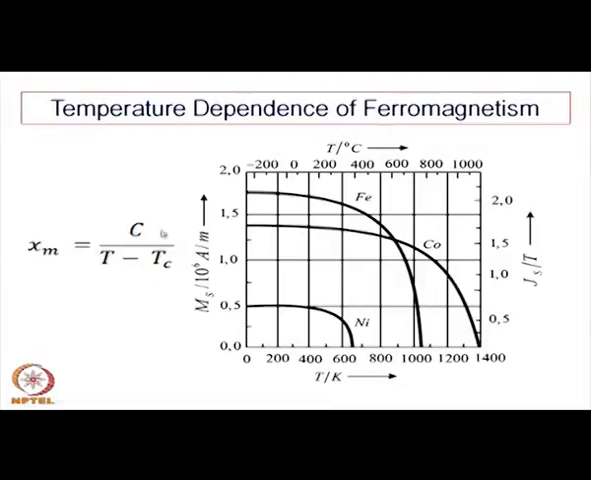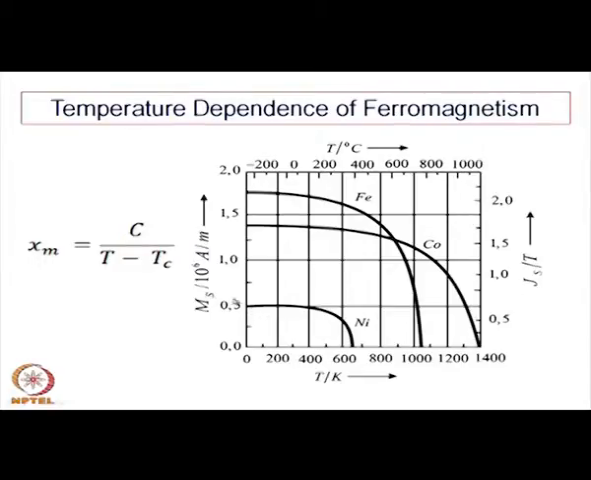Earlier in case of paramagnetic materials, the chi_m, the susceptibility, was C by T, that was the relationship. Here it is more or less the same, but with a slight difference, there is a critical temperature T_c. So, the critical temperature is the temperature where the magnetic saturation or magnetization curve ultimately drops off. So, at T equal to T_c, chi_m becomes very high, okay, almost infinity.